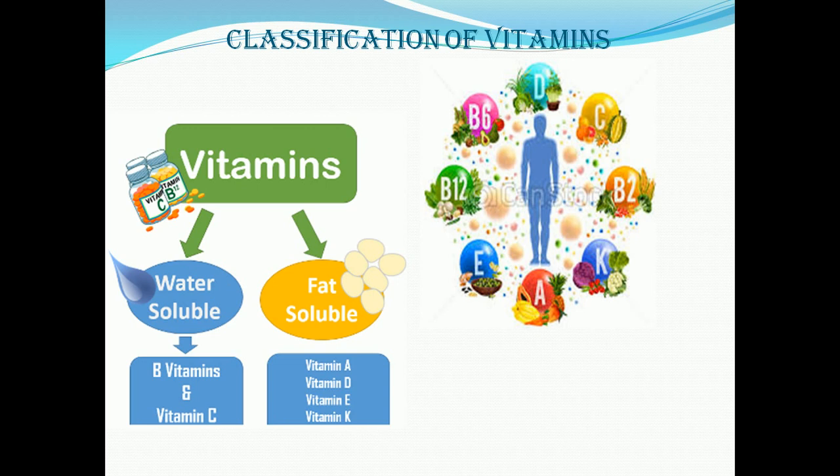Vitamin C is present in citrus fruits, amla, and green leafy vegetables. Vitamin B is actually a complex vitamin. It consists of vitamin B1, vitamin B2, vitamin B6, and even vitamin B12. The sources are yeast, milk, green leafy vegetables, cereals, egg white, liver, and kidney.